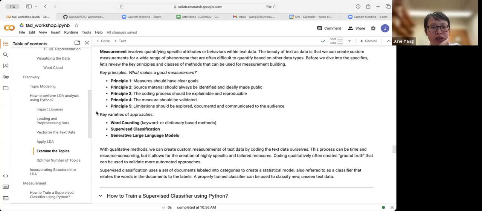Here, I also include a variety of approaches that we could use to build up measurements. The most straightforward way is what we've just learned about, word counting. We can come up with a variable counting some specific words that appear in our document that are of our research interest. Or we can build a measurement based on an existing dictionary. That is, for example, how we conduct sentiment analysis. We want to measure the direction and the intensity of emotions in each document.